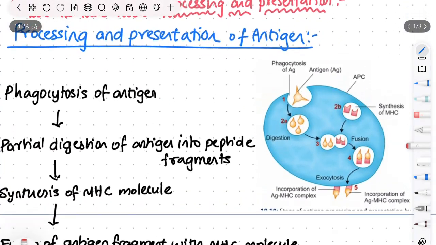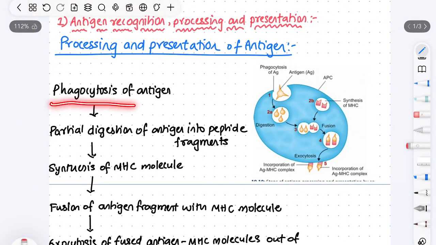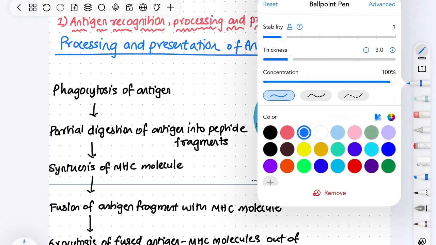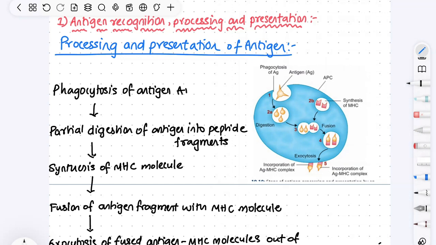First, when there is an antigen encounter in our body, there is phagocytosis of the antigen by antigen presenting cells. By which cells? Antigen presenting cells. After the phagocytosis, there is partial digestion of the antigen into small peptide fragments inside the antigen presenting cell. And in the antigen presenting cell, there will be synthesis of the MHC molecule, that is the major histocompatibility molecule.